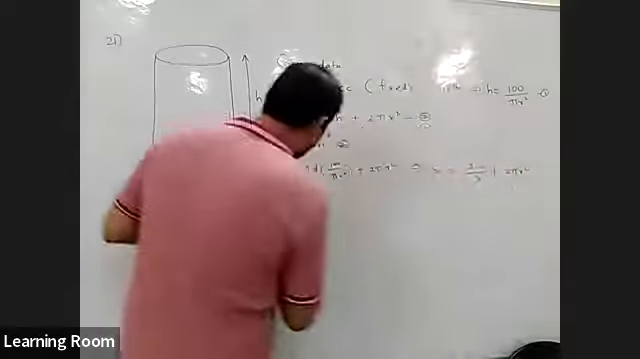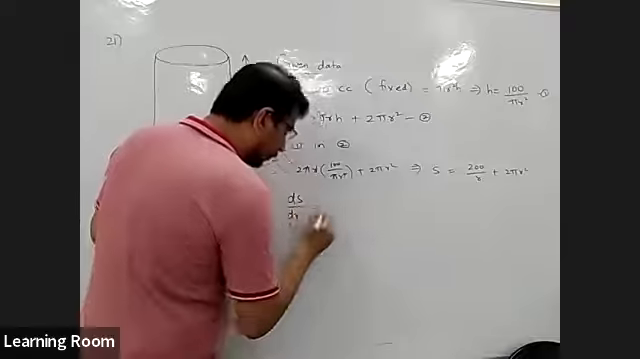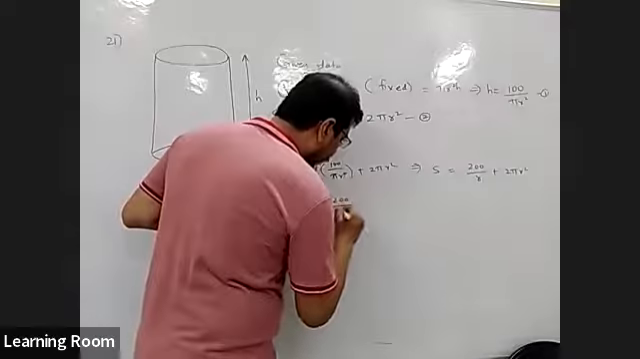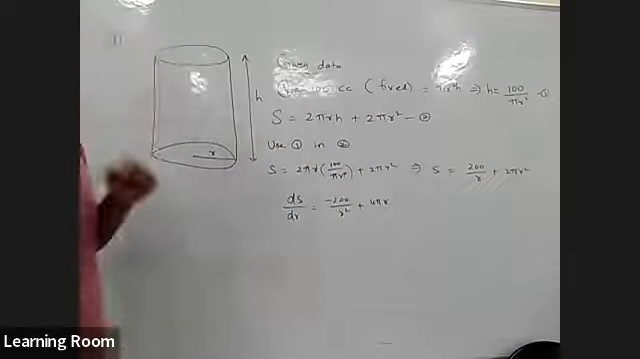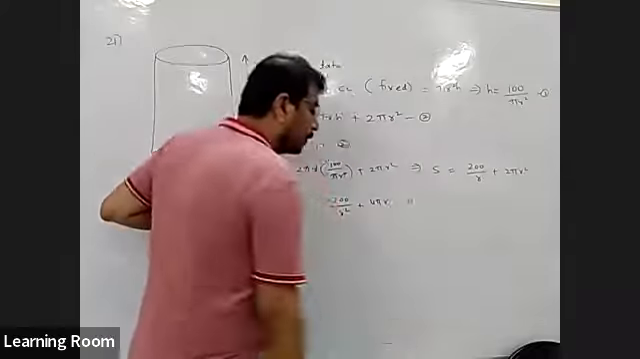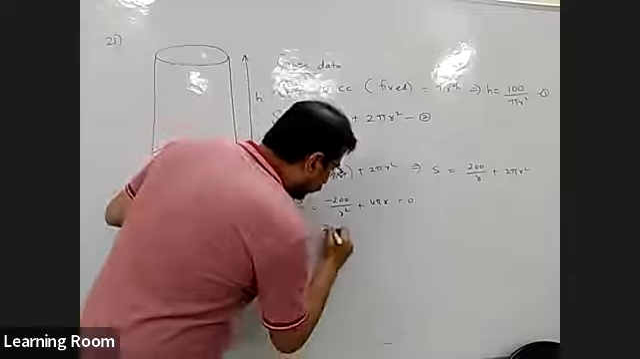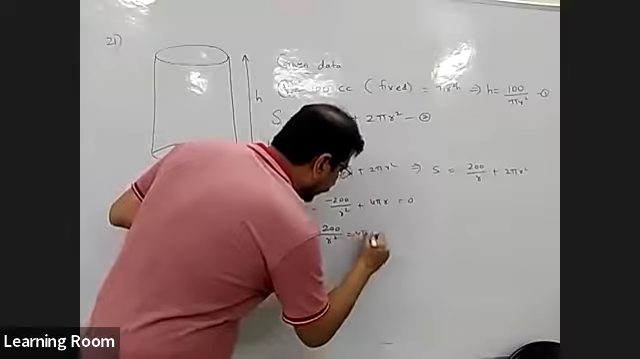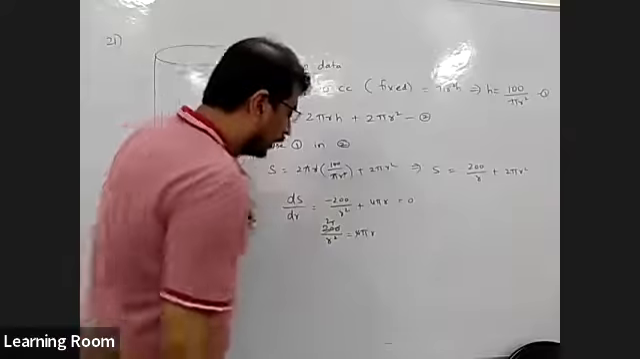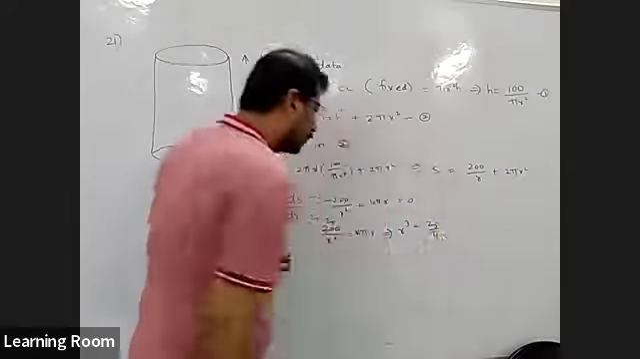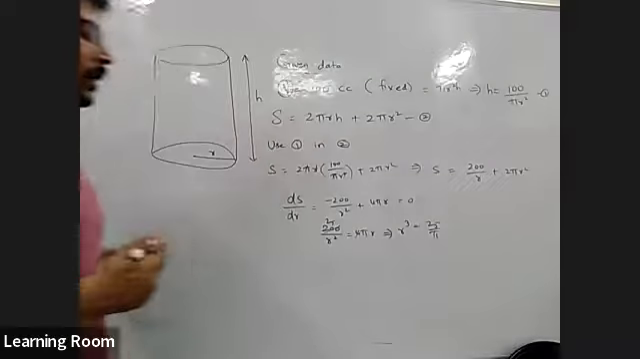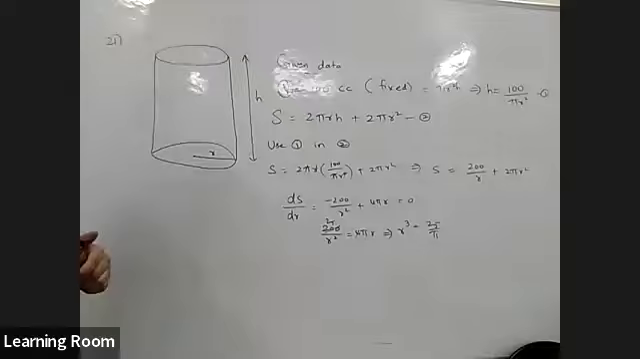So this is S. So ds divided by dr will be equal to how much? Minus 200 divided by r square plus 4 pi r. Correct? So this should be equal to 0. So 200 divided by r square is equal to 4 pi r. This will go 25 times, and r cube will be equal to 25 divided by pi. So r will be 25 by pi the whole power 1 by 3. Correct?